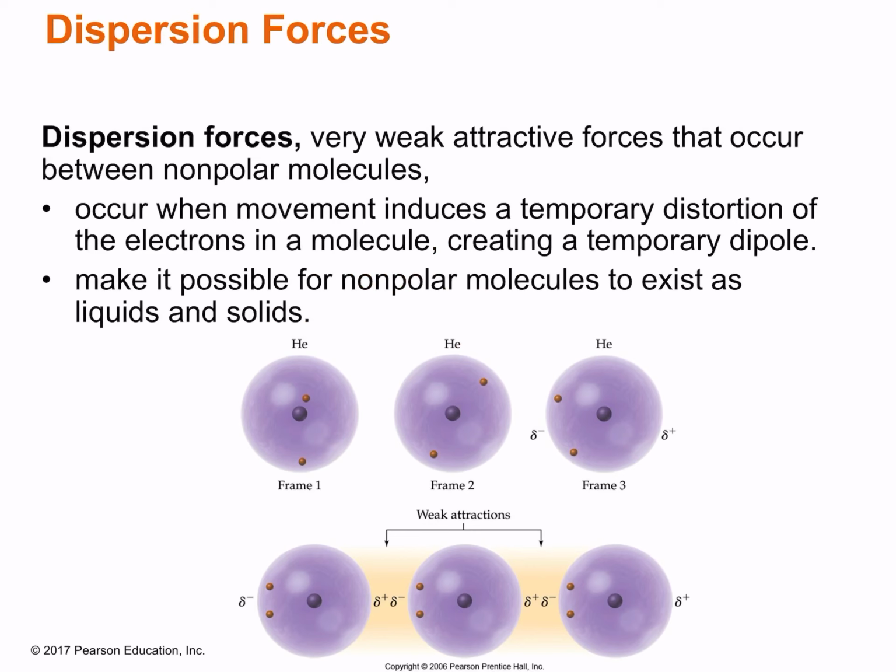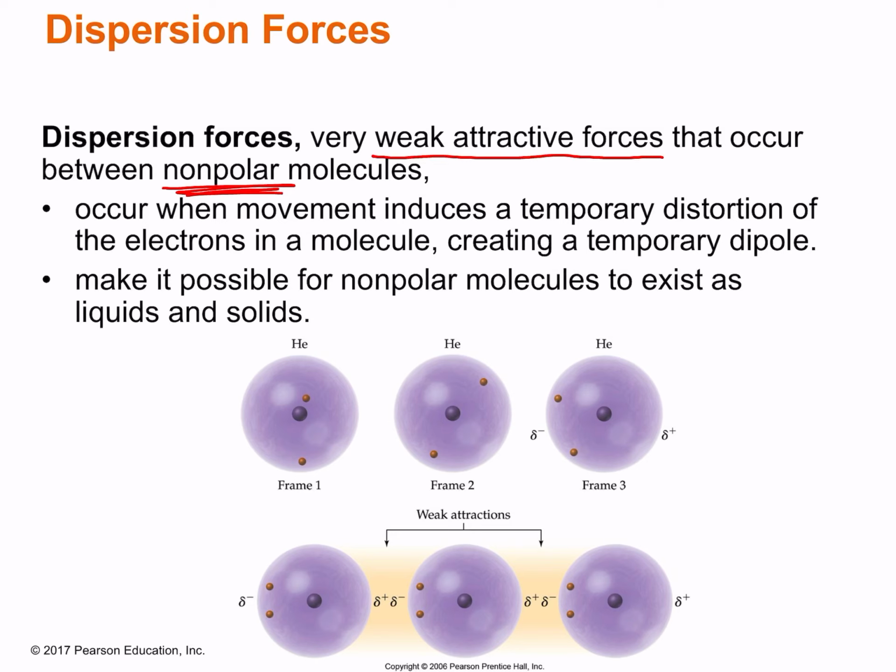Dispersion forces are weak attractive forces. Remember, hydrogen bonding is our strongest intermolecular force, and then dipole-dipole is below that. London dispersion forces are way below that. They're super weak attractive forces, and they happen between nonpolar molecules. This happens when the movement of electrons induces a temporary distortion, which creates a temporary dipole.